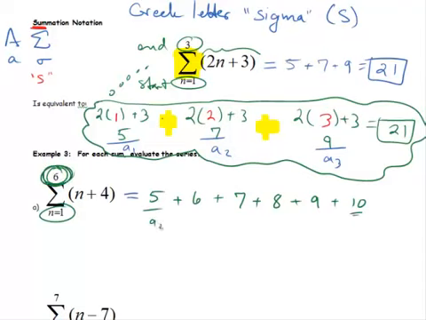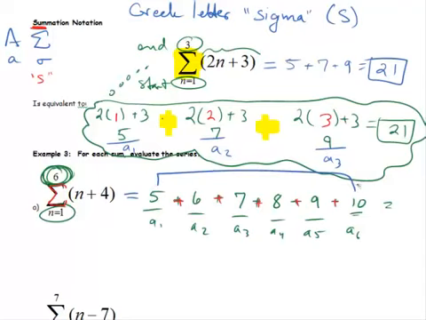Again, this would be your first term, your second term, your third, your fourth, your fifth, and your sixth. Summing them, again, sigma here means put all your plus signs between them like we already have and add them up. I'm going to go ahead and use our shortcut to help us here. So 5 and 10 is 15, and we have 3 pairs, so 3 times 15 is 45.